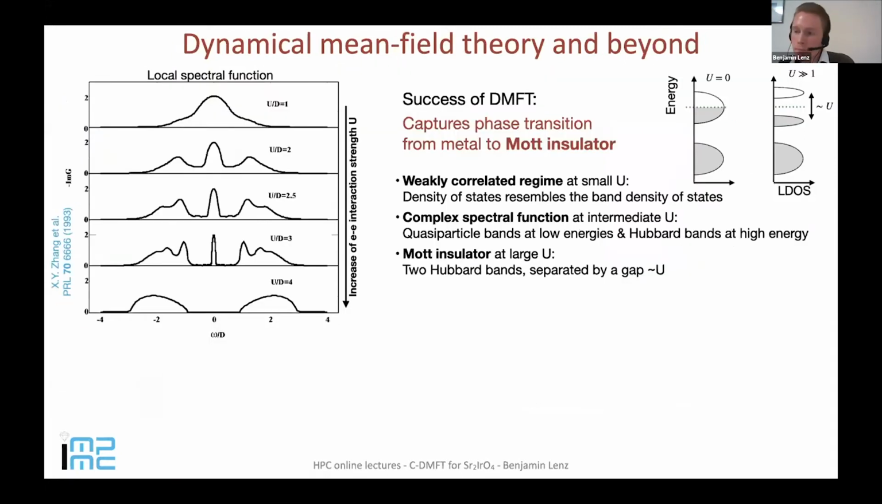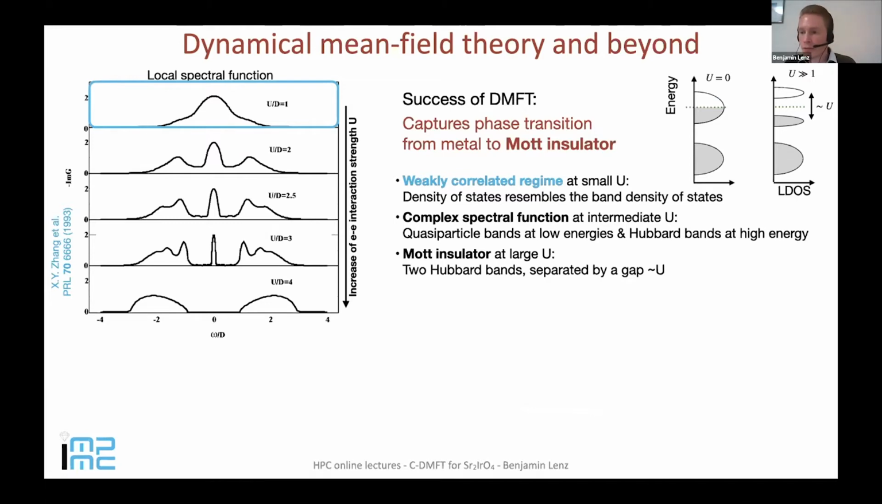So what are the main results and what is the big success of DMFT? The big success is actually that it can capture the phase transition from a metal to a Mott insulator as a function of the electron-electron interaction strength, which we parameterize here by U. So at the weakly correlated regime for very small interaction strength, we obtain the density of states, which resembles the band density of states. So this is a nice result.